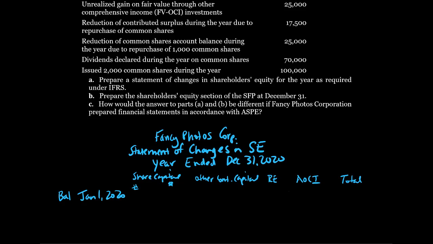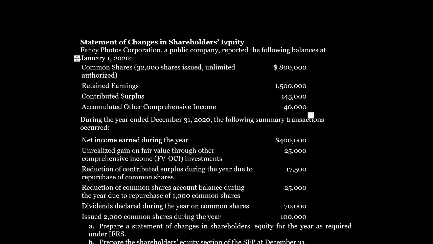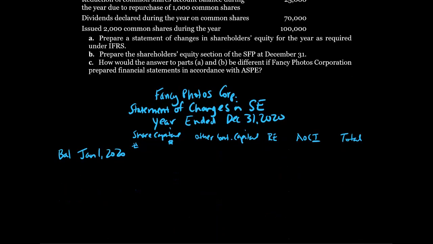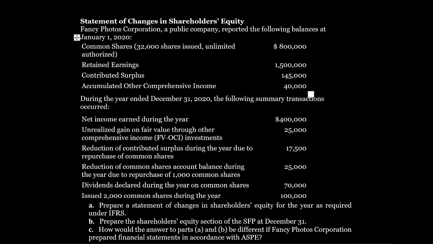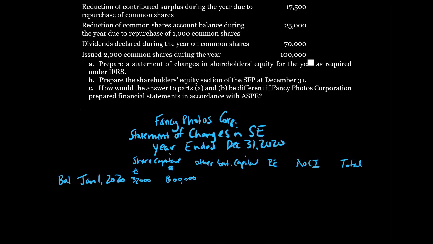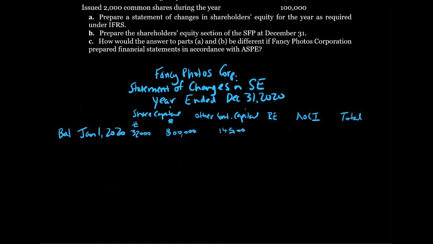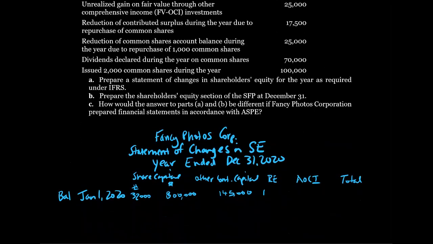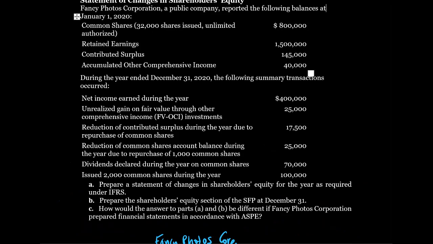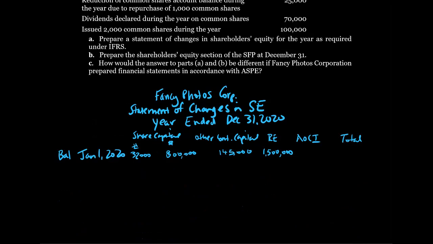So we're given the beginning balance at January 2020 in the question up here. So we're told that we had 32,000 common shares for a value of 800,000. So we're simply going to put in these numbers here, 32,000, and the value of that was 800,000. Other contributed capital. So we had contributed surplus of 145,000. So let's put that there. We had retained earnings of 1.5 million. And we have AOCI of 40,000. And that's it.